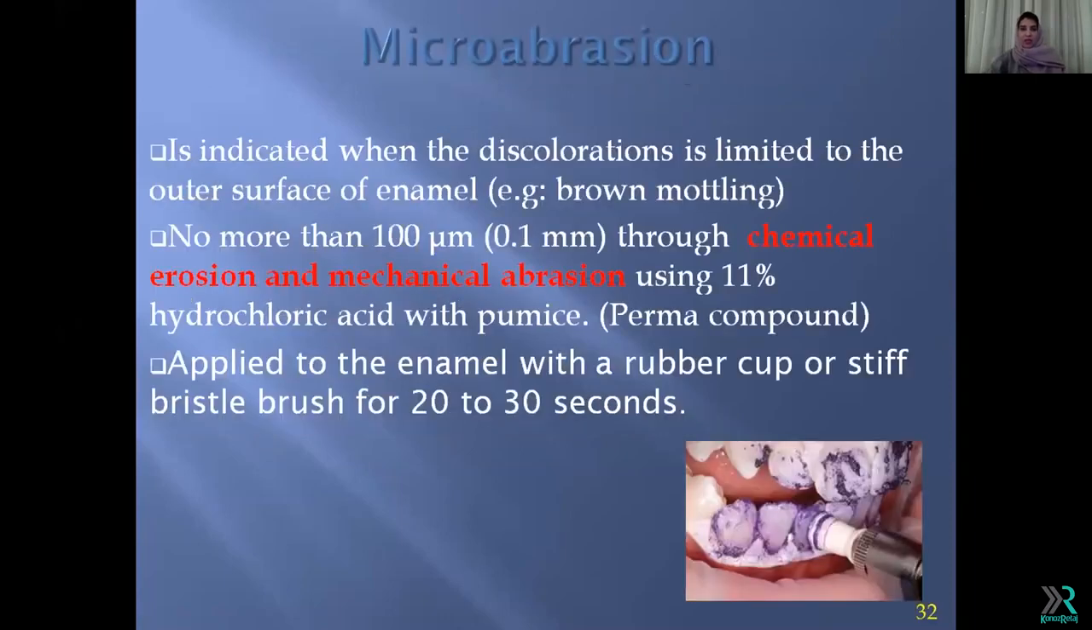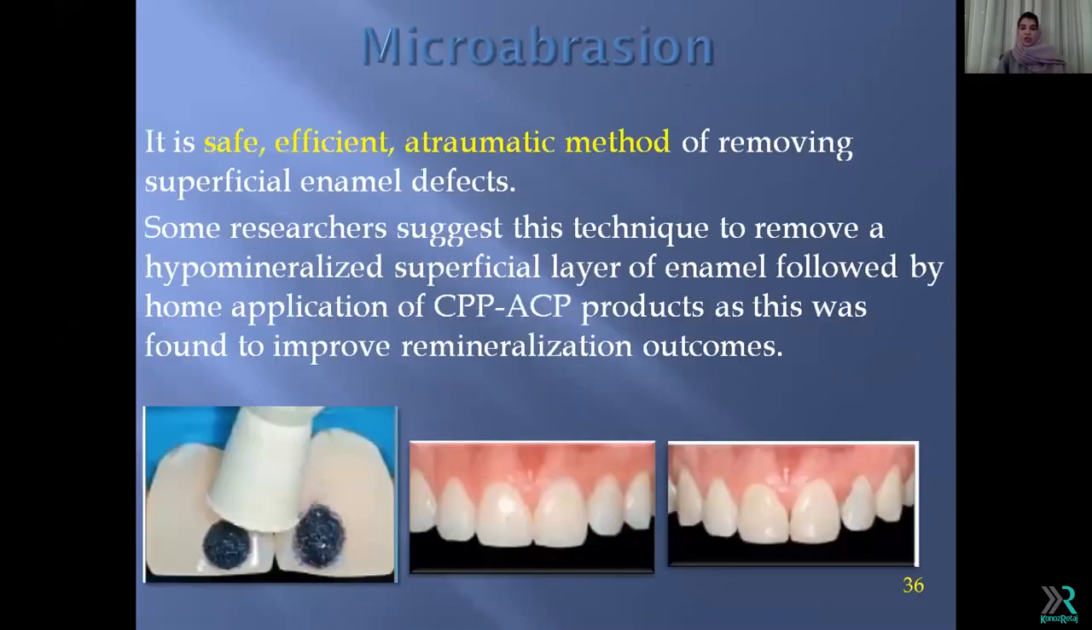Microabrasion is indicated when the discoloration is limited to the outer surface of enamel, especially in brown mottling. Not more than 100 micrometers should be removed through chemical erosion and mechanical abrasion using 11% hydrochloric acid with pumice, applied to the enamel with a rubber cup or stiff bristle brush for 20 to 30 seconds. It's a safe, efficient, and atraumatic method for removal of superficial enamel defects.